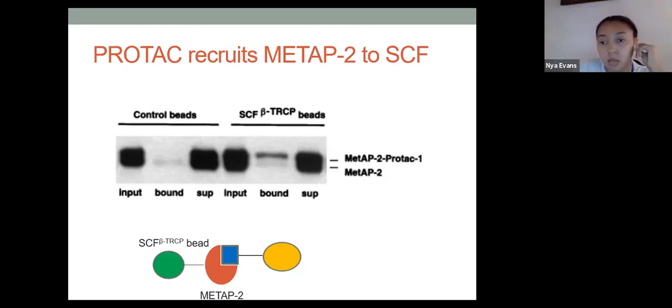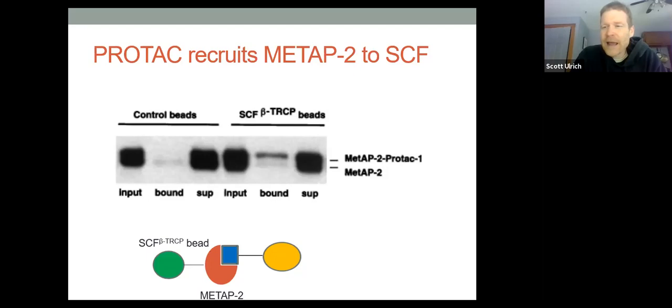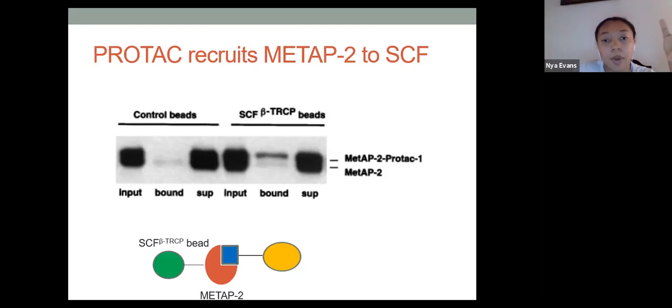What could they do here that would be an analogous experiment, and then what would you predict the result would be? Well, I would probably think if they added additional IPP that the MET-AP2 would still be able to go towards the SCF, but that if ovolysin was added, that probably wouldn't be the same case, that there would probably be some sort of blockage for the PROTAC being able to recruit the MET-AP2 to the SCF.